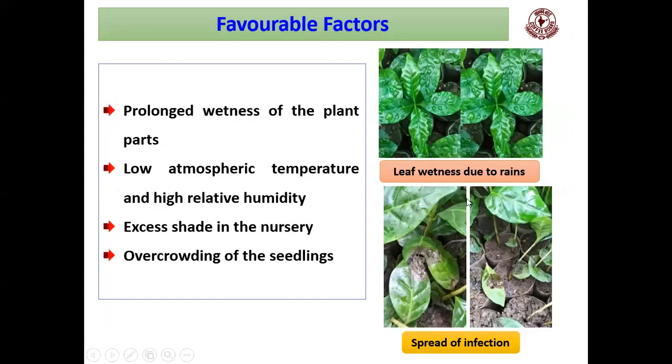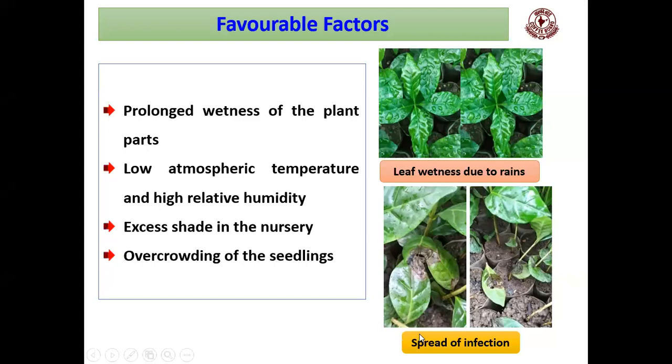And what favors this pathogen? Prolonged wetness of the plant parts, particularly when there is continuous and very heavy rain. When there is continuous wetness of the leaves, the disease will be seen in the severe form, and it will spread rapidly. And also, due to the heavy rains, the low temperature and high relative humidity also favor the pathogen, and excess shade in the nursery, and of course, overcrowding of the seedlings.